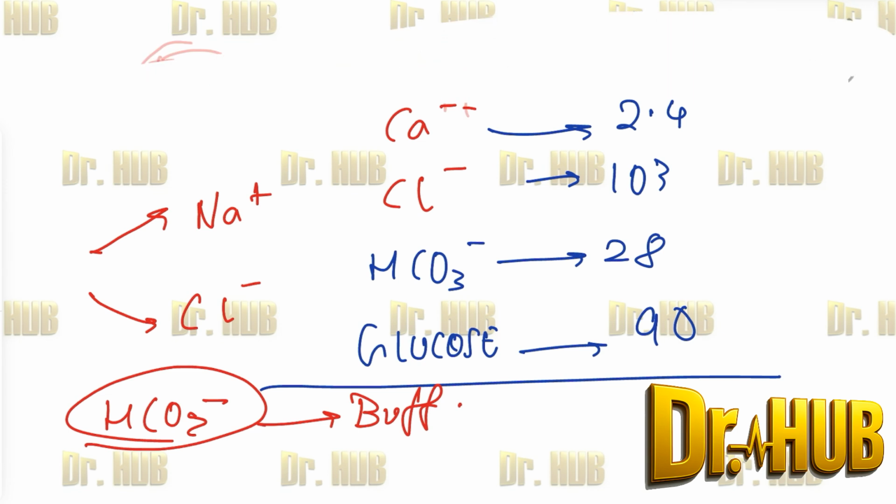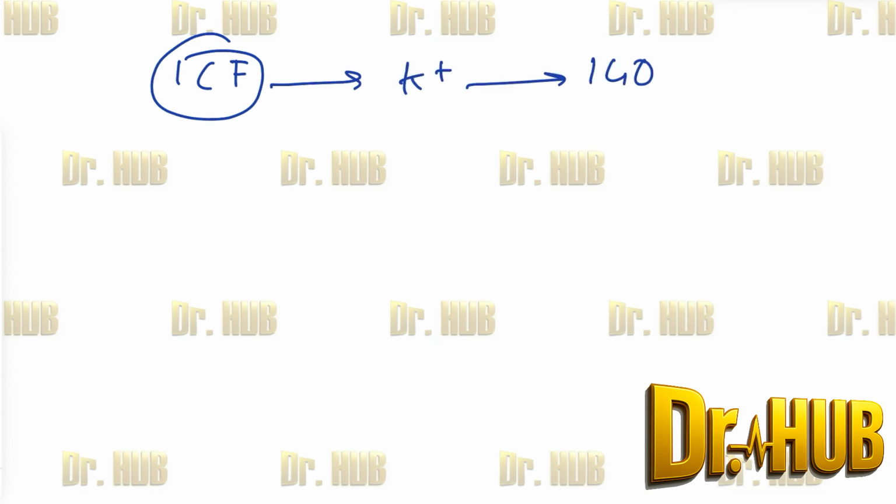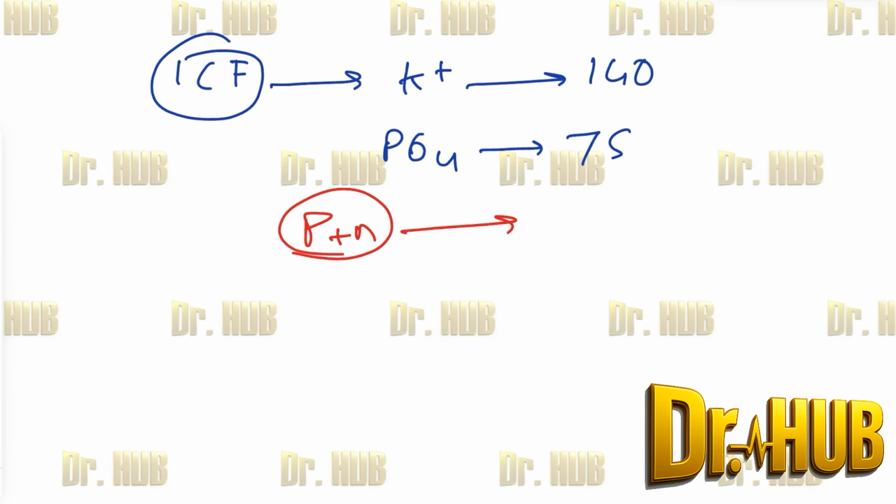Now moving on, we also discussed about the ICF. So talking about the ICF, there was the potassium. The potassium in the ICF was 140, and then we also discussed about the phosphate being 75 milliequivalents per liter, then proteins being 8 times higher, that is it is 40 milliequivalents per liter. Now looking at the other components, there is the sodium. The sodium in ECF was 142 and here it is going to be 10.